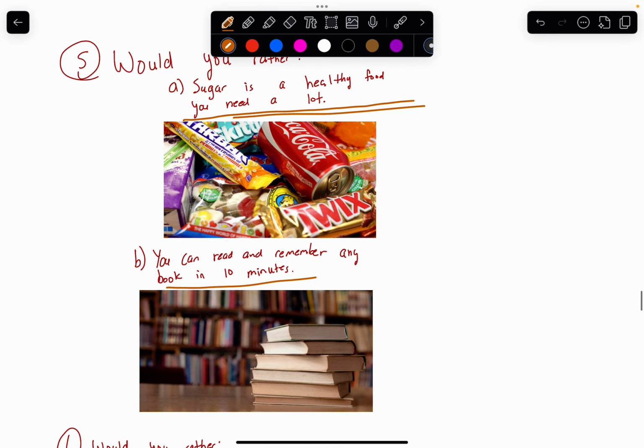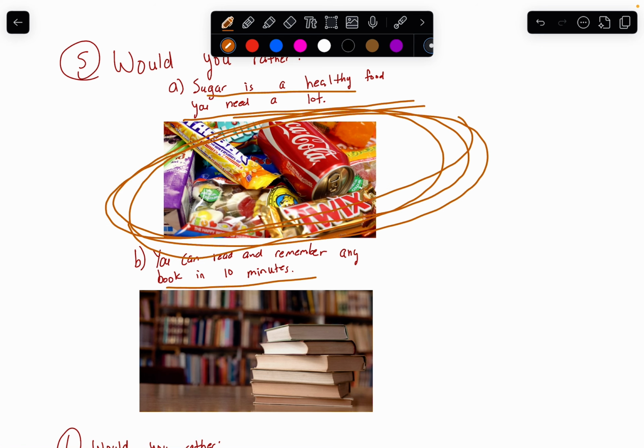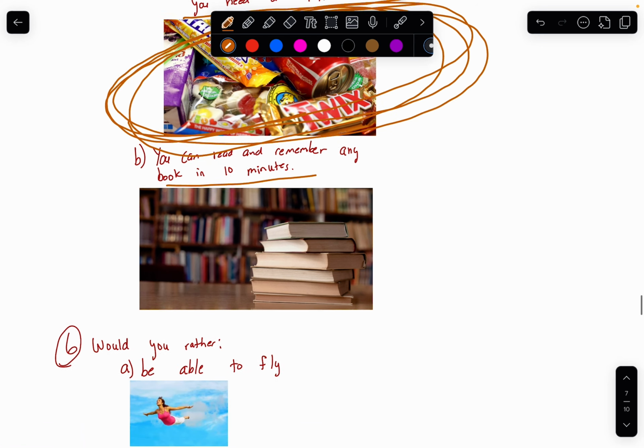Ooh, I like candy too much. If sugar was healthy, like imagine sugar being like your broccoli and your carrots and all these healthy foods. Oh man, that would just be the life. I'm going all day on that one.